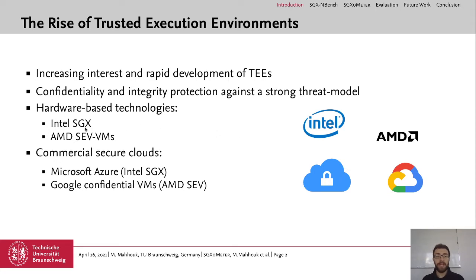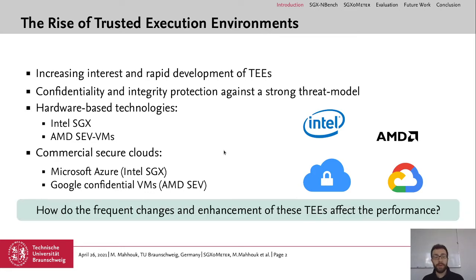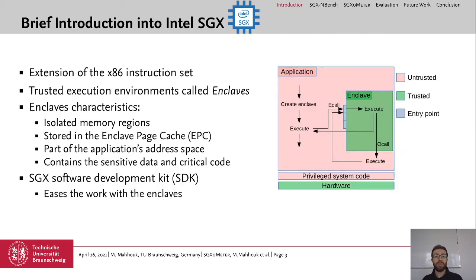On the Intel side, we have Intel SGX, which stands for Software Guard Extensions, and AMD SEV, which stands for Secure Encrypted Virtualization. These technologies have found usage in commercial secure clouds such as Microsoft Azure, which is based on Intel SGX, and Google Confidential Cloud, which uses AMD SEV. The question here, however, is how do these frequent changes and enhancements to these technologies really affect the performance? Since we are targeting Intel SGX, let's have a brief introduction to it.